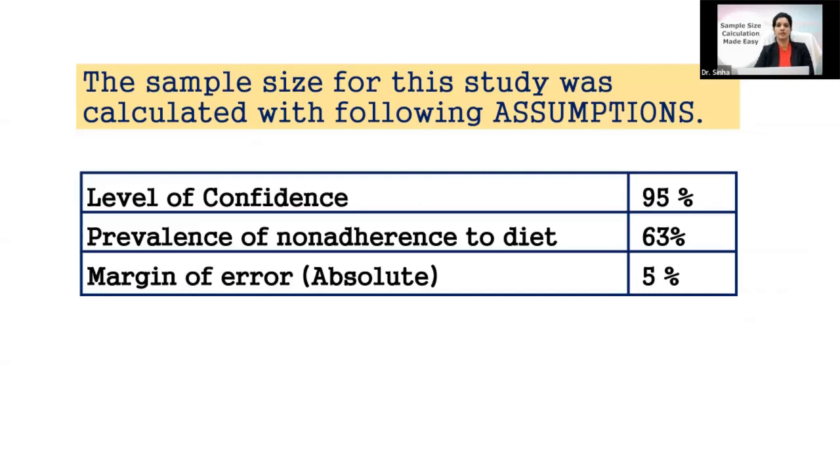So this is the assumption. Level of confidence 95%, prevalence of non-adherence to the diet and physical activity from the previous studies is 63%, and margin of error is 5%. So now all of you please calculate the sample size and you have to type it in the chat box.